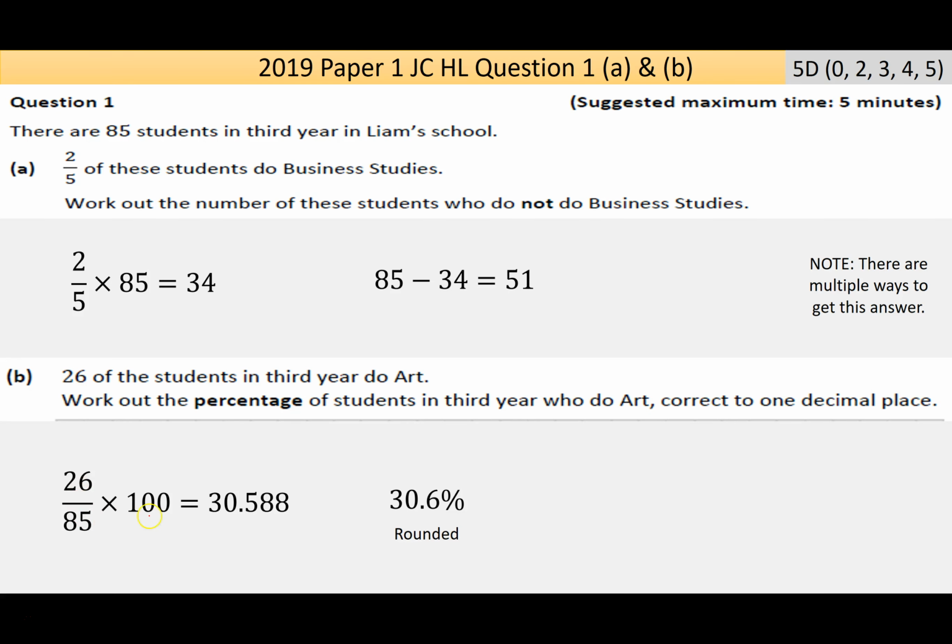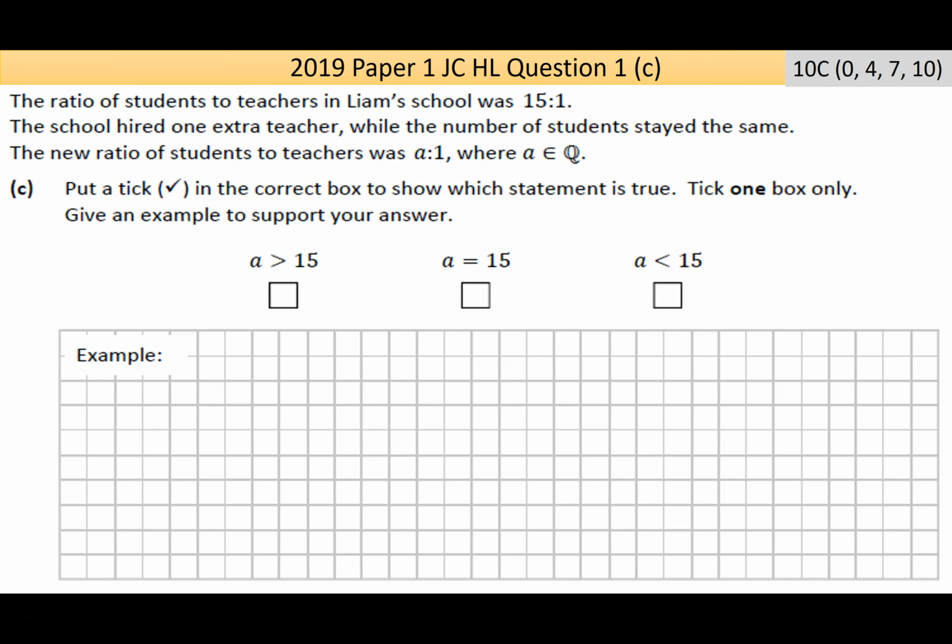26 divided by 85 times 100, calculator job. That gives me the number 30.588. Now, I want it to 1 decimal place, so the 8 here is what matters, so it rounds the number prior to it up, so it's 30.6, and that's the percentage. So that's question 1, parts A and B.